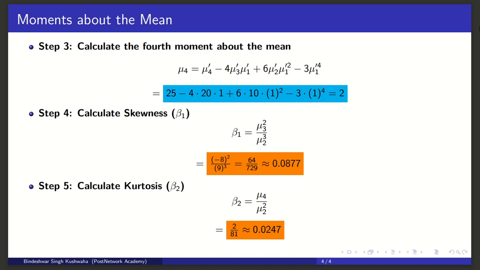So you have seen how we have calculated all central moments and beta 1 beta 2, that are skewness and kurtosis respectively. So that is it for today. We have explored how to calculate central moments and derive Pearson's coefficient for skewness and kurtosis.